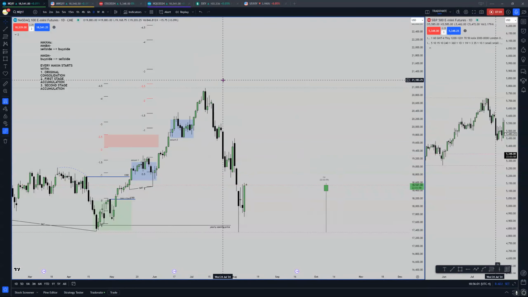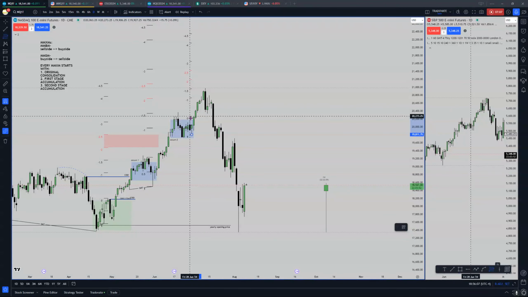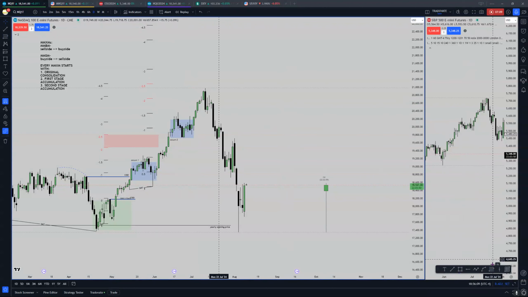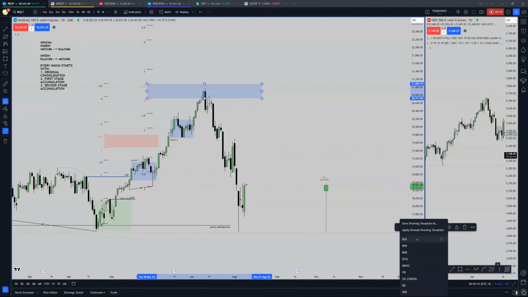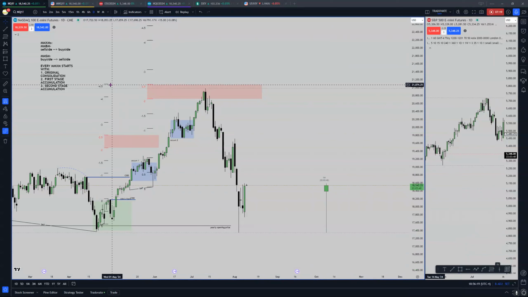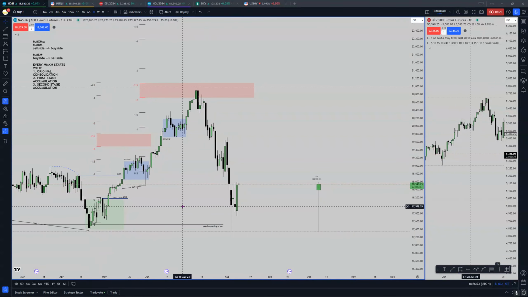And price finally expands. Let me draw a manipulation leg. This one's not very good. So we reached -2 to 2.5, which is a common reversal zone, and it also lines up with the terminus of our original consolidation's manipulation leg.